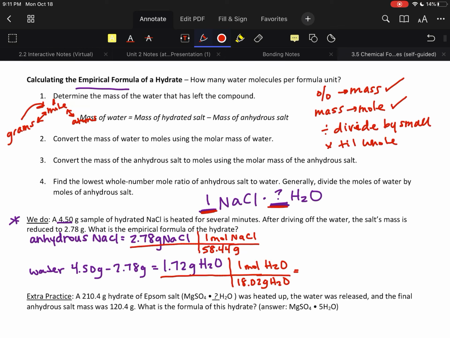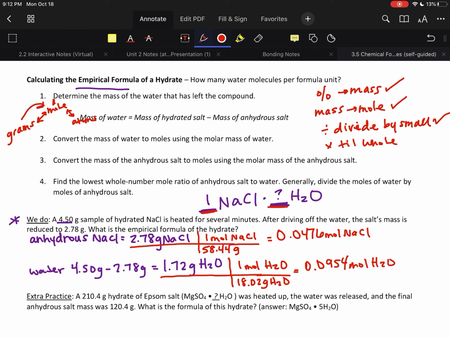So when I plug this into my calculator and divide the top by the bottom, I end up with mole NaCl. And then this one, my water is 1.72 divided by 18.02. I end up with 0.0954 moles H2O. Okay, so now that I've done mass to mole, my next step, divide by small.